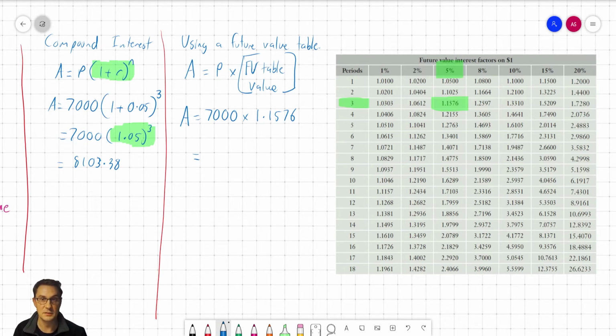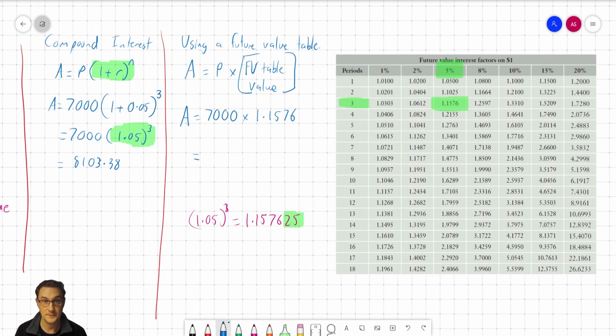Now, when you type this into a calculator, we will get a slightly different result of this. And part of that is because of the rounded nature of a future value table. Generally, they're restricted to 4 decimal places. Just as an aside, if you took 1.05 to the power 3 and worked this out, you would actually get 1.157625. So you can see that we've got these extra 2 decimal places here, which we don't have with the future value table.